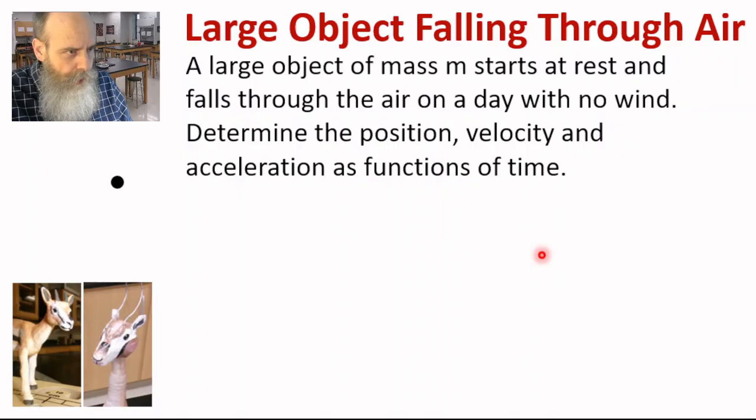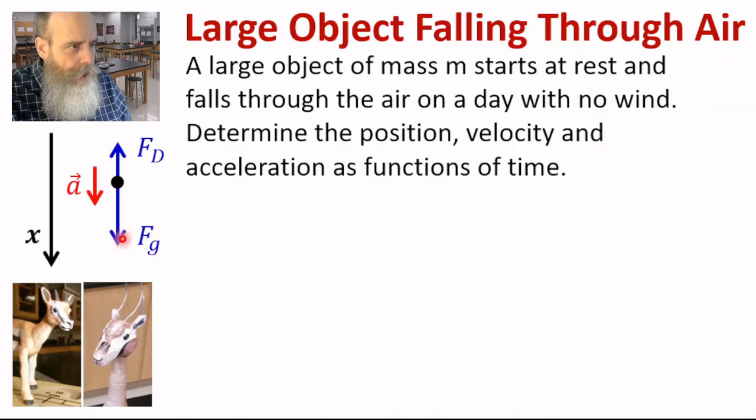Here's our free body diagram. The dot represents the object, force of gravity downwards, Fg, drag force upwards, Fd, acceleration is down, and let's take the x-axis to be positive going down, and we'll start at x equals 0 when t equals 0.